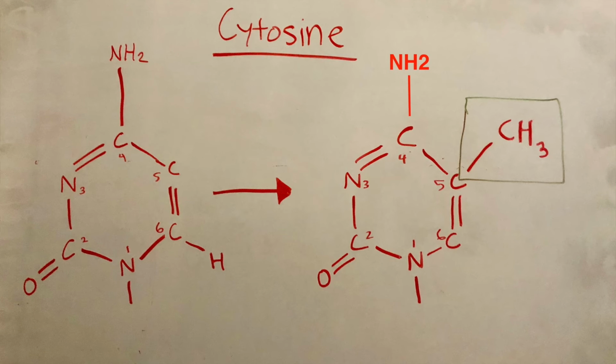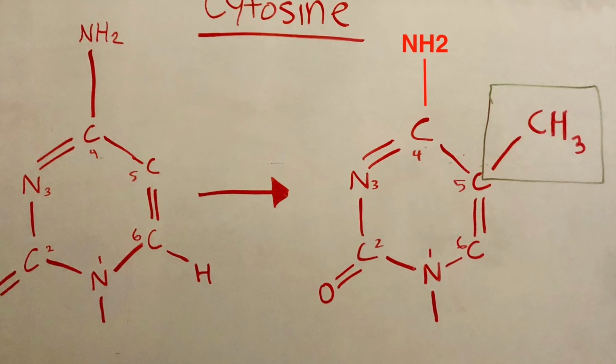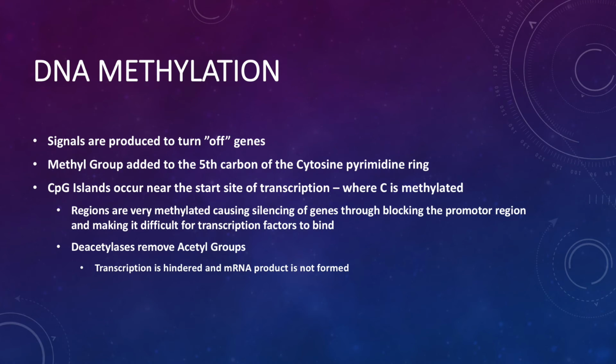This is done by adding a methyl group to the cytosine at the 5th position through DNA methyltransferases, as you can see shown through the CpG islands that occur near the start site of transcription. These regions are heavily methylated and cause silencing of genes through blocking the promoter region where the transcription factor would bind. As this occurs, the deacetylases are removing acetyl groups, causing transcription to be hindered because it is making it more difficult for transcription factors to bind.